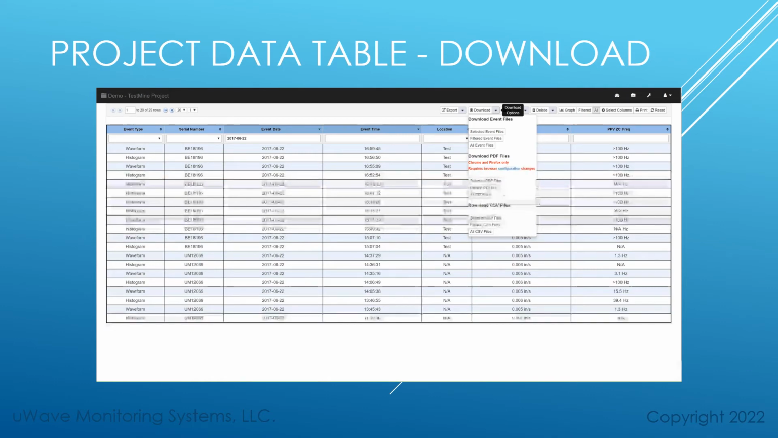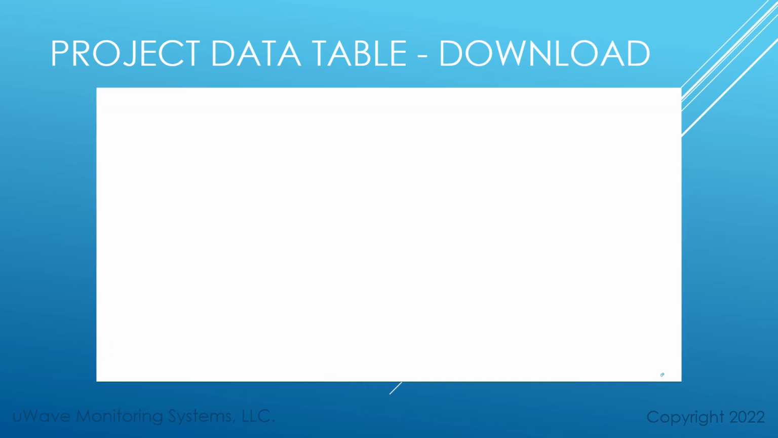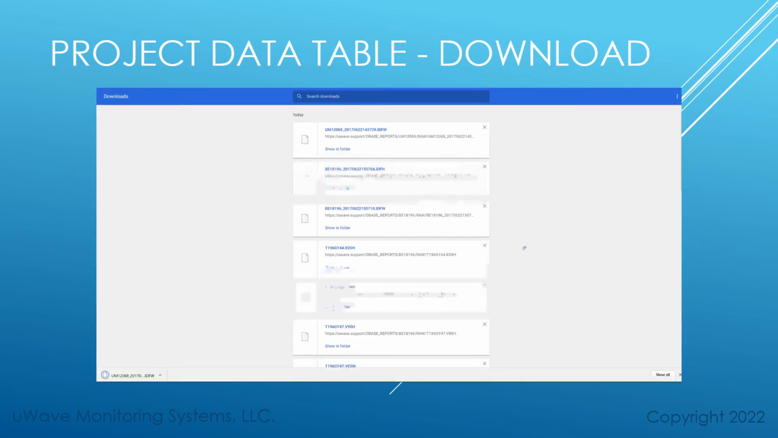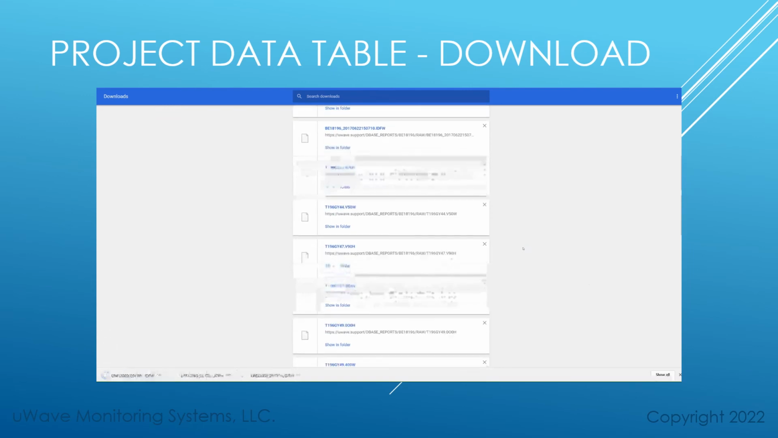So what I'm going to do is show you how to download just these filtered event files. So I'm going to select filtered event files, then I'm going to click the download button. And you'll notice that these are being downloaded at the bottom of the screen. And in the Google Chrome browser, you can click on the Show All button, and you can see the actual files being downloaded.